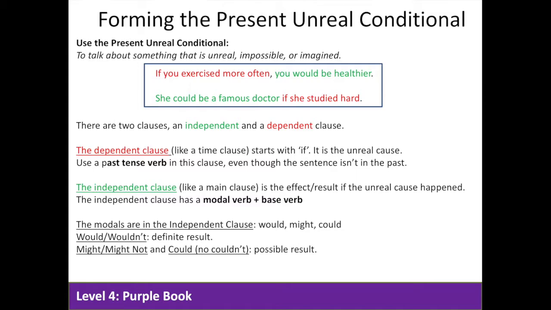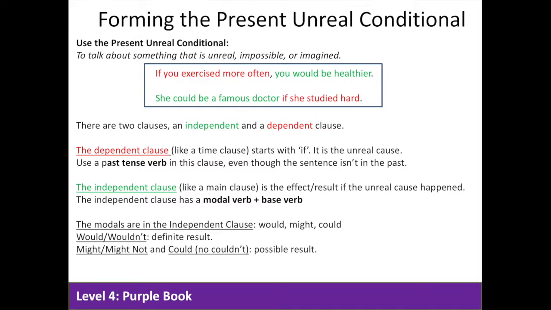In English, we use the present unreal conditional to talk about something that is unreal, impossible, or imagined. For example, if you exercised more often, you would be healthier. Or, she could be a famous doctor if she studied hard. In these examples, you can see there are two clauses, an independent clause and a dependent clause. For present unreal conditionals, the dependent clause starts with if.